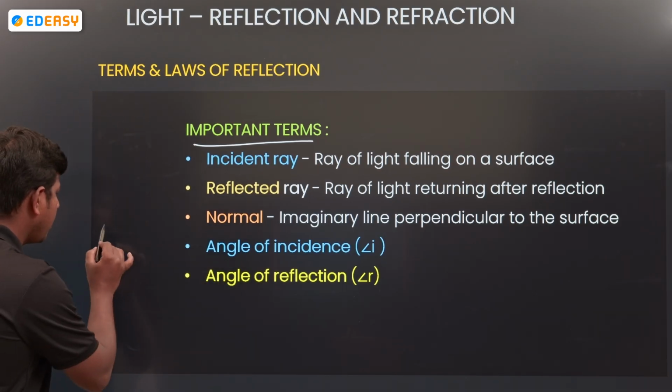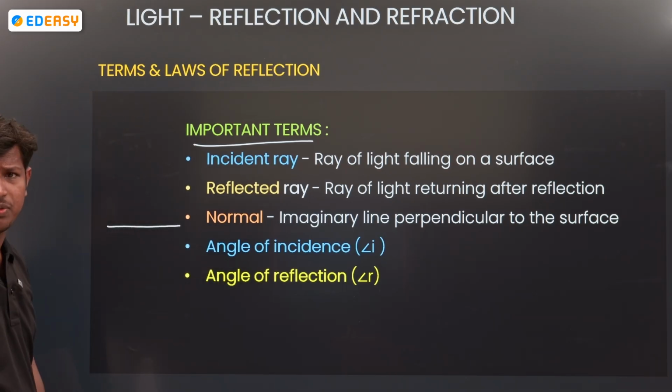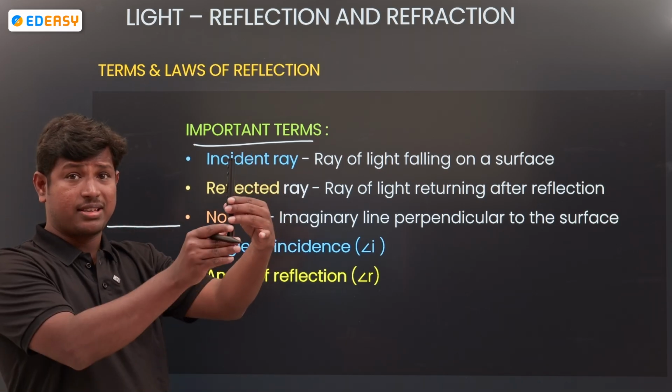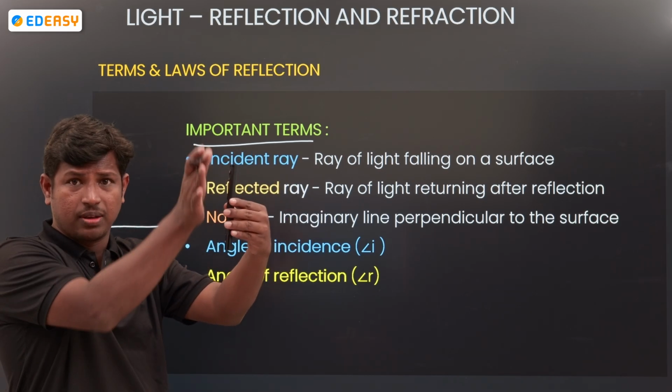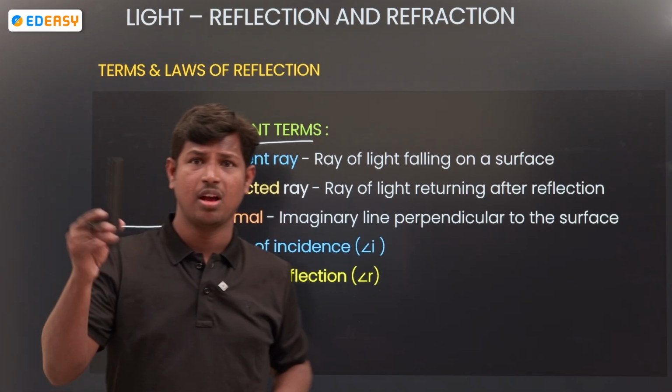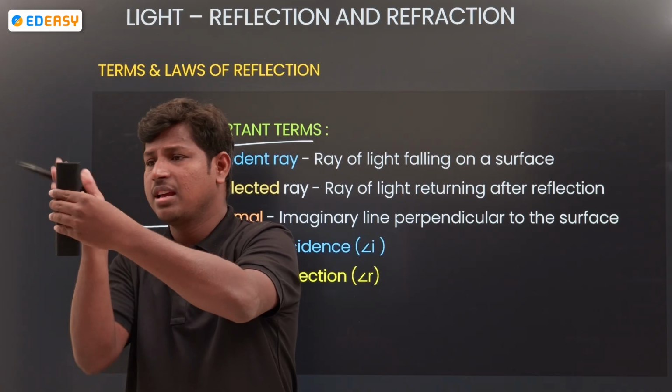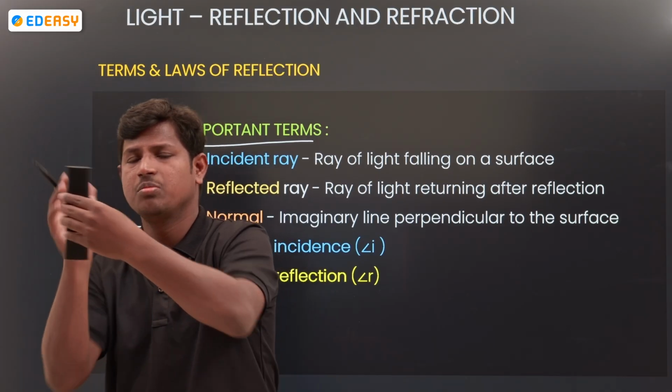See, I am taking one plane mirror here. The plane mirror has two faces. If it is a plane mirror, it has two faces, right? One side is smooth and another side is rough. Let us think this side is the rough surface and in front is the smooth surface.